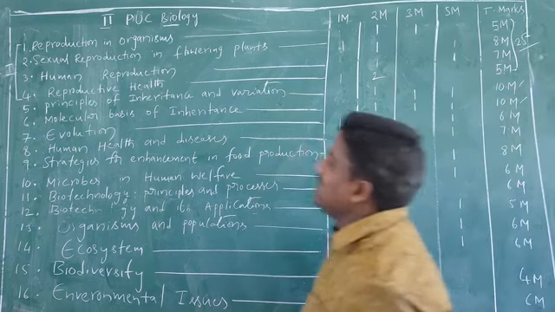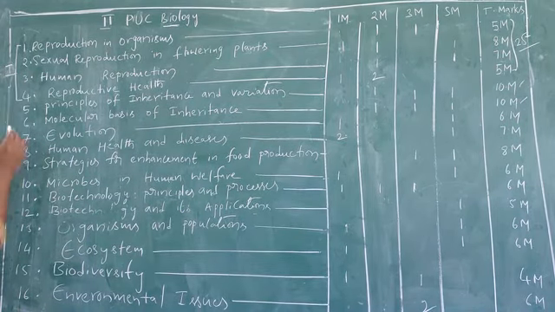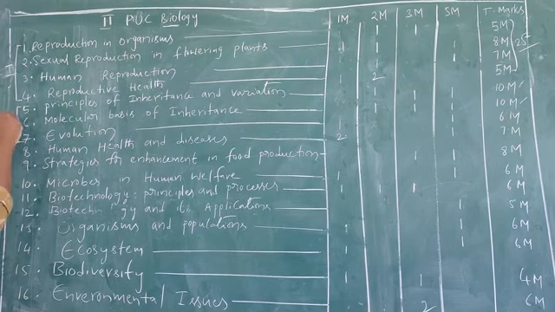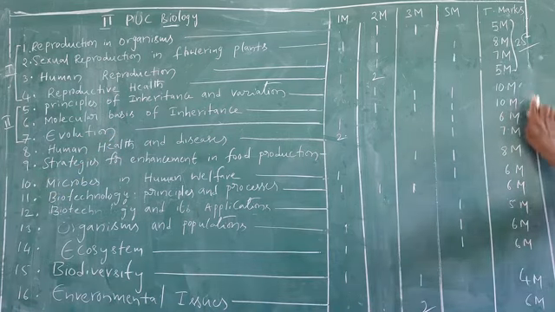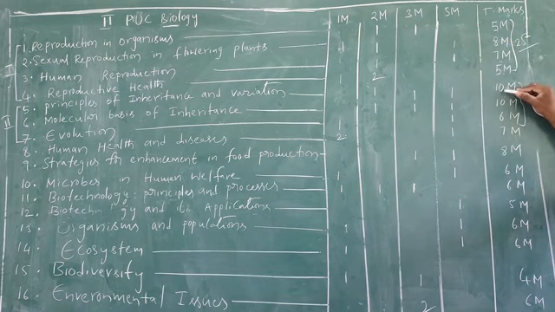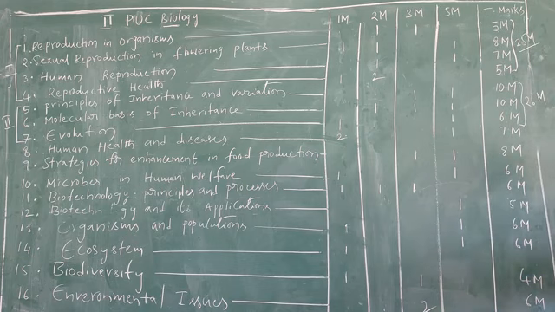Okay, and the second unit, 3 chapters are included. Here this is the second unit. From the second unit, you can see how many marks will come. So now, 10 here, next 6. In total, 26 marks are included in this second unit.